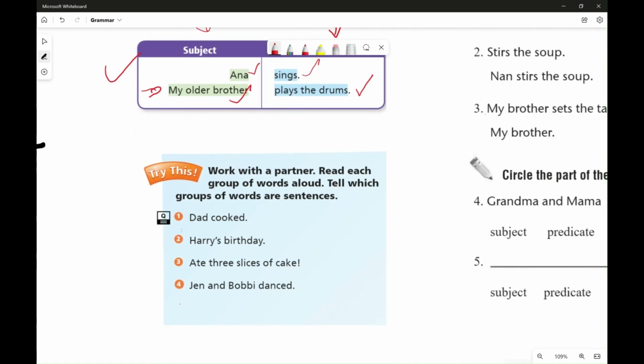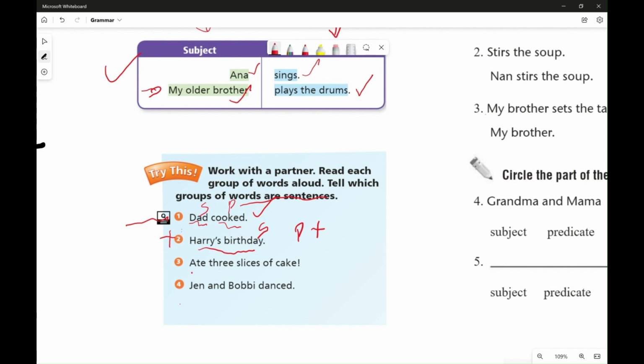Okay, let's try this. Let's take the first one. Dad cooked. Who cooked? Dad. What did Dad do? He cooked. Yeah, this is a complete simple sentence. Next, Harry's birthday. There's no predicate. Only subject, but a complete simple sentence needs a subject and a predicate, so it's wrong.